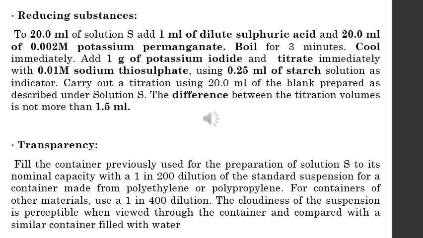For reducing substance, we have to take 20 ml of solution S. To this, add 1 ml of dilute sulfuric acid and 20 ml of 0.02 molar potassium permanganate. Boil for 3 minutes, cool, then add 1 gram of potassium iodide and titrate against 0.01 molar sodium thiosulfate using 0.25 ml of starch. Similarly, we have to take the reading for blank, and the difference between the blank and the sample should not be more than 1.5 ml.